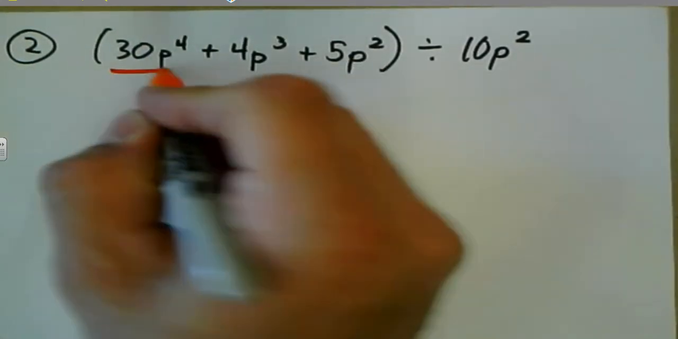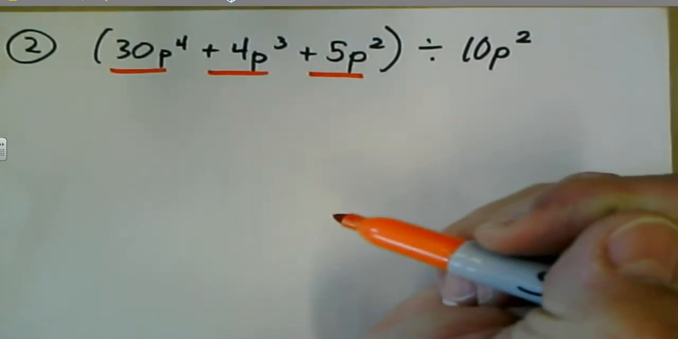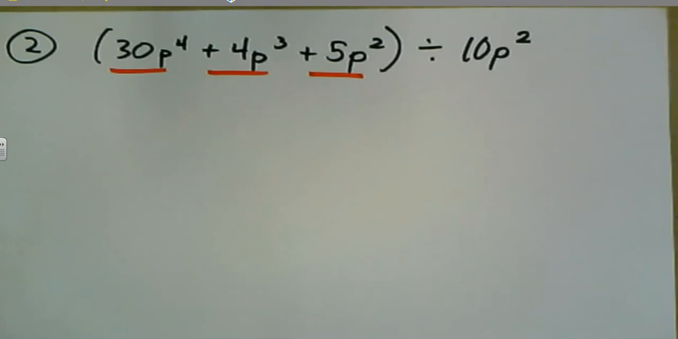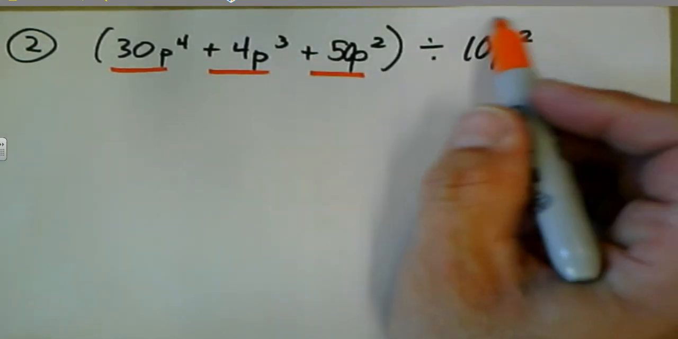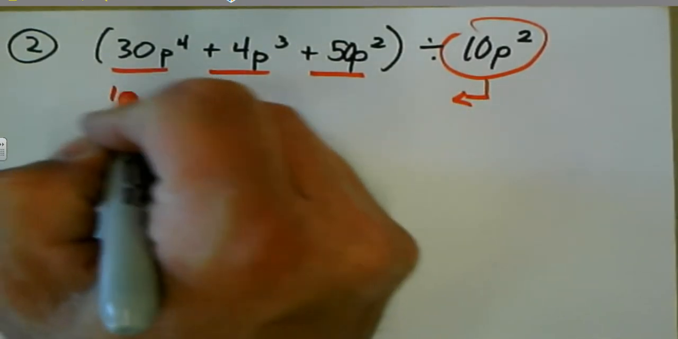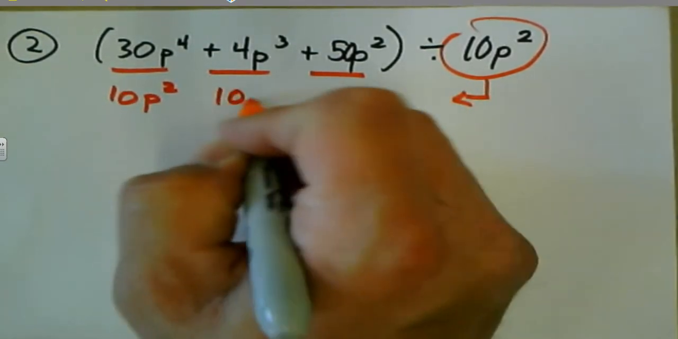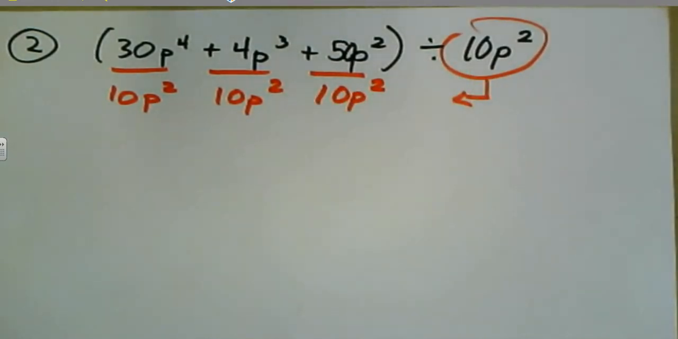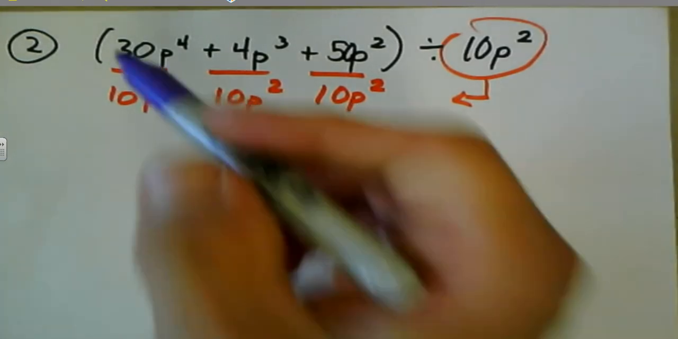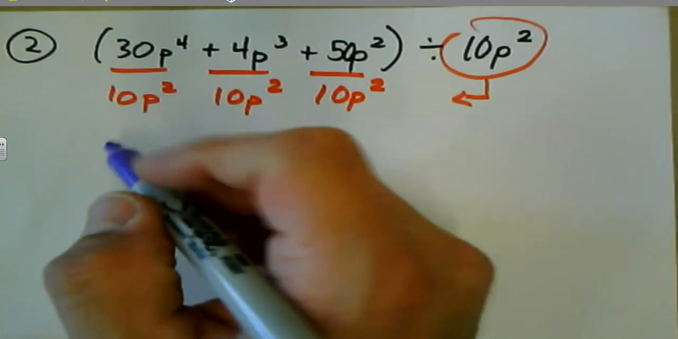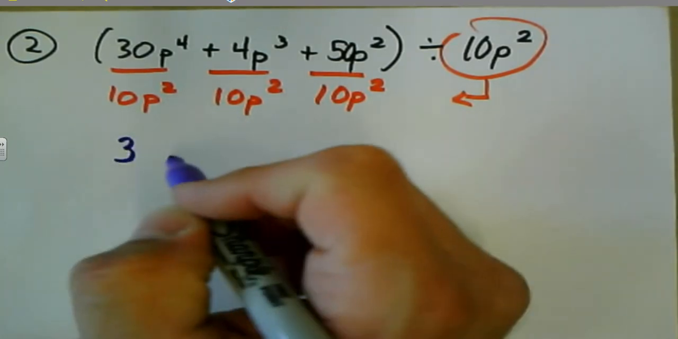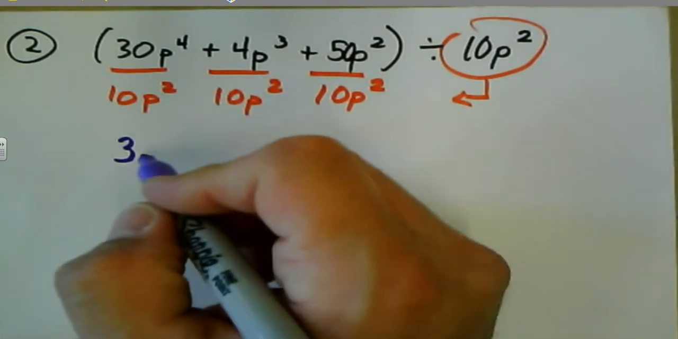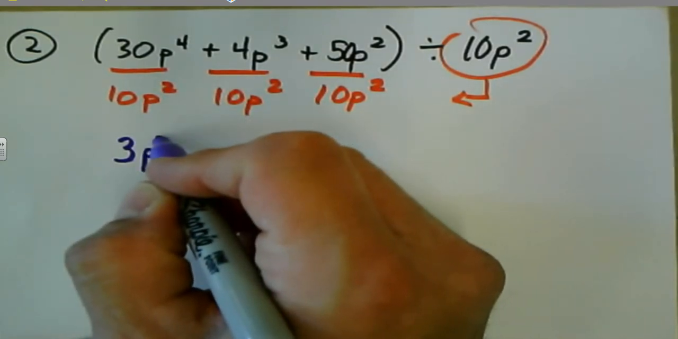We're going to put a line underneath each one of these. Let me make sure I wrote this one down correctly. I didn't. Goodness gracious, what's wrong with me today? That's a 50. And the rest is good. Okay. So we're going to take that number and throw it underneath. So 10p to the second, 10p to the second, and 10p to the second. 30 divided by 10? 3. 4 minus 2? 2, right?